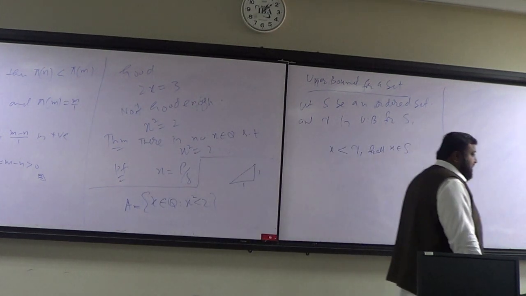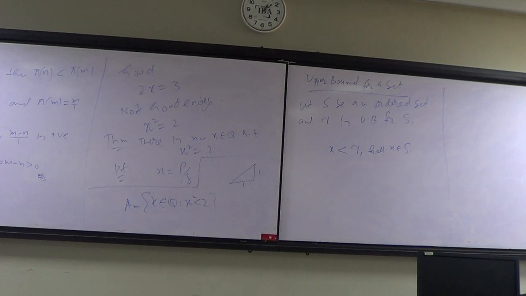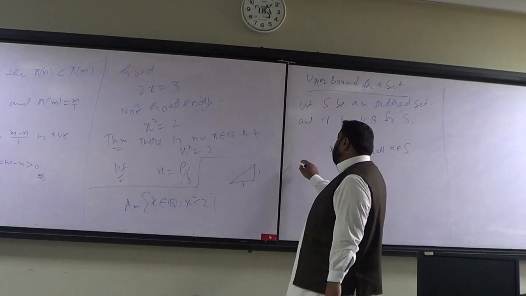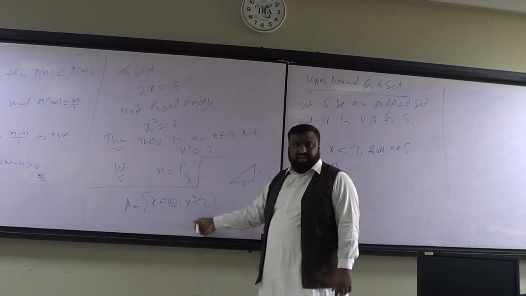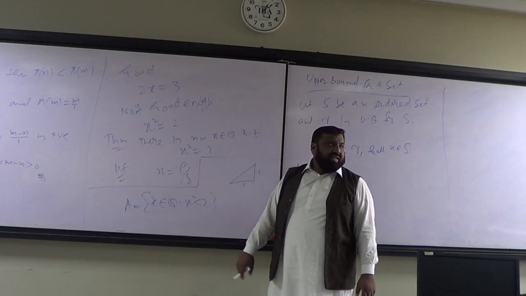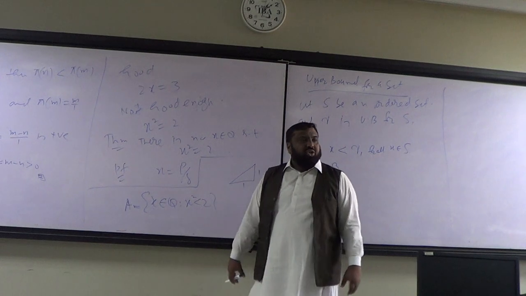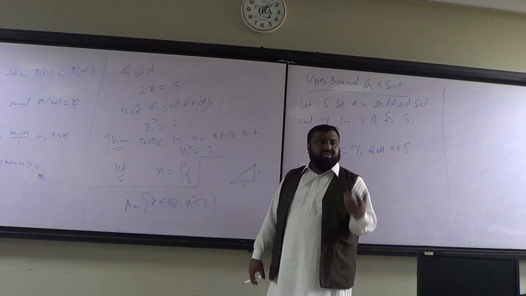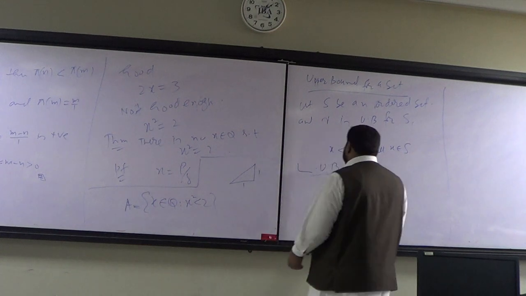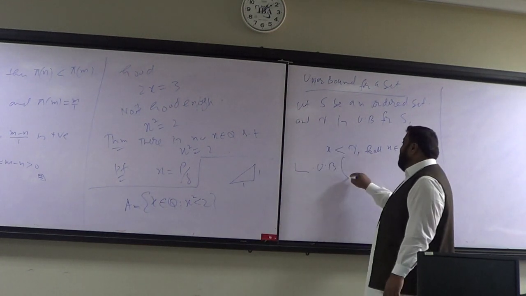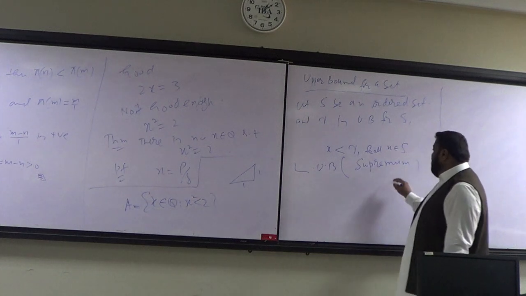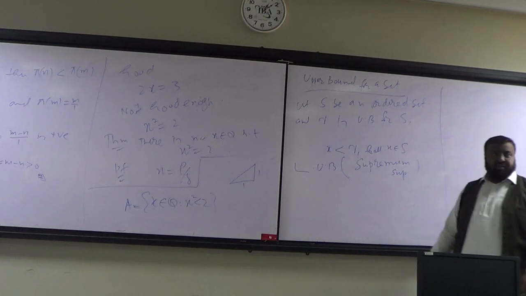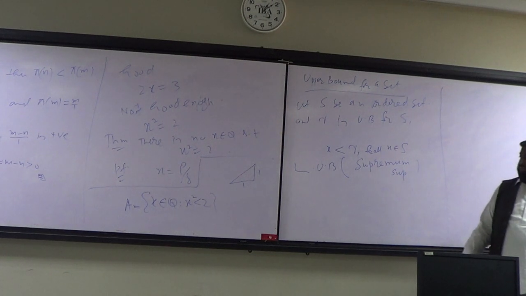So what is the next thing that I would like to talk about? Greatest lower bound and least upper bound. A set can have loads of upper bounds. Sometimes we are interested in which one among the upper bounds for a set is the least, the smallest. We call it the least upper bound. There is another name for it, supremum, and the symbol that we use is sup.